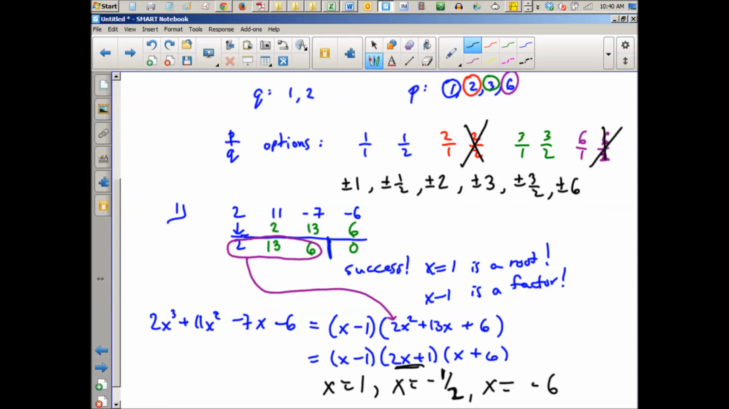Now, obviously I got really lucky on my first synthetic division. That is not always going to happen. Let's put our cell phones away, okay?